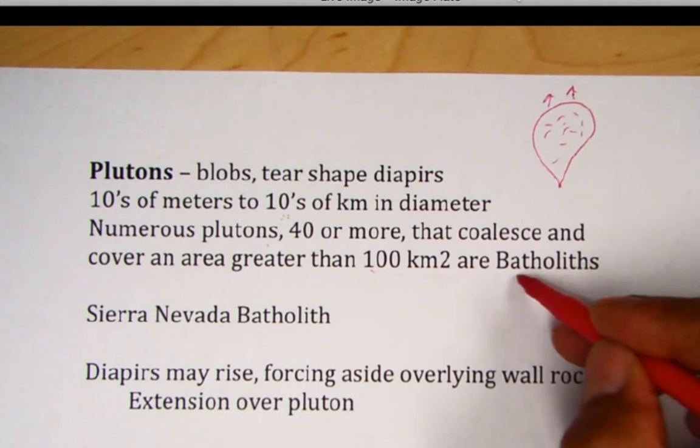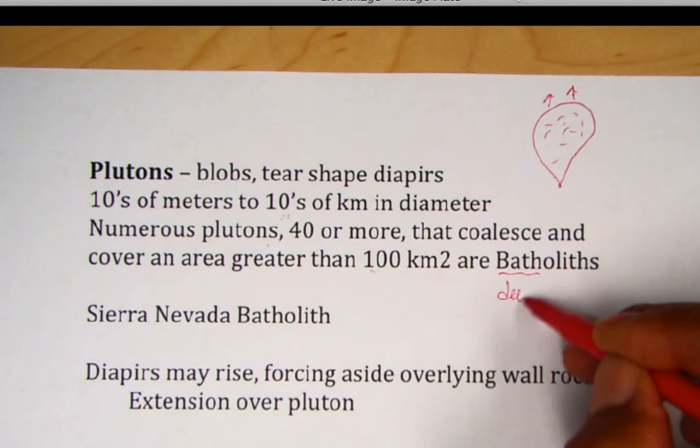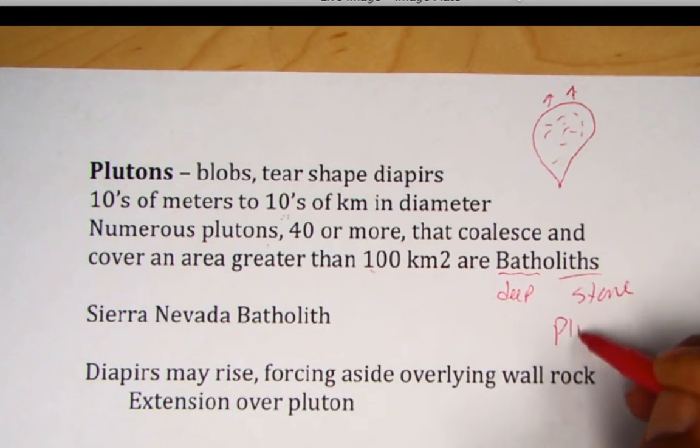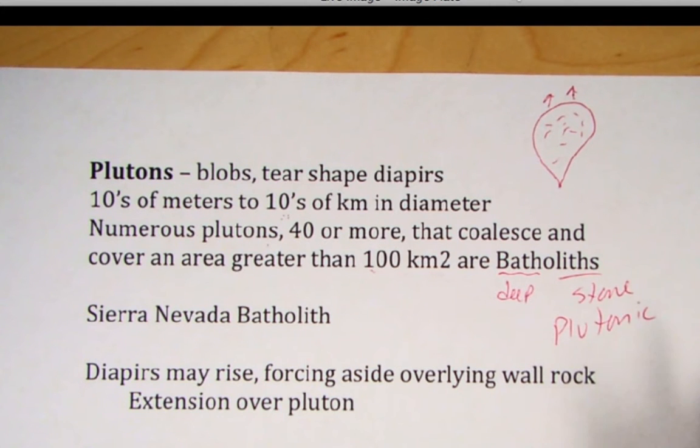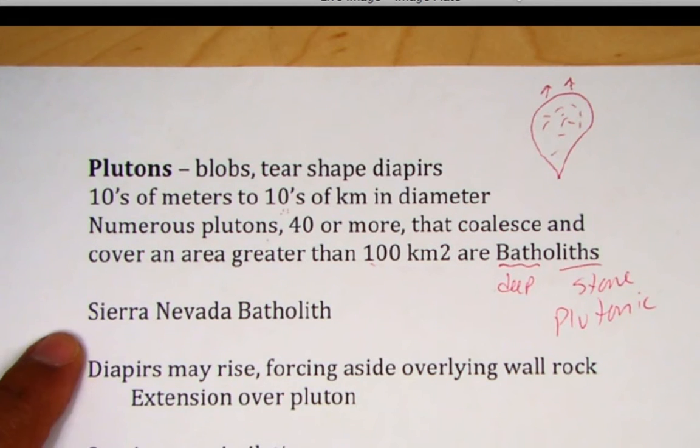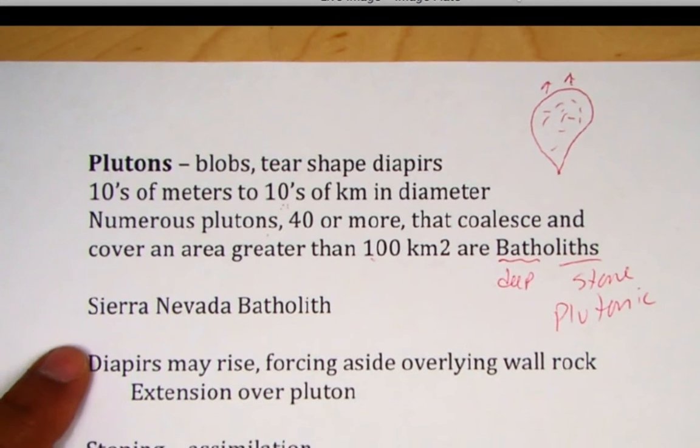Remember, this term bath is deep in Greek, and lith is stone. So again, plutonic forms at depth, right? And an example of a batholith is our Sierra Nevada batholith. I'll say more about this in the next video here.